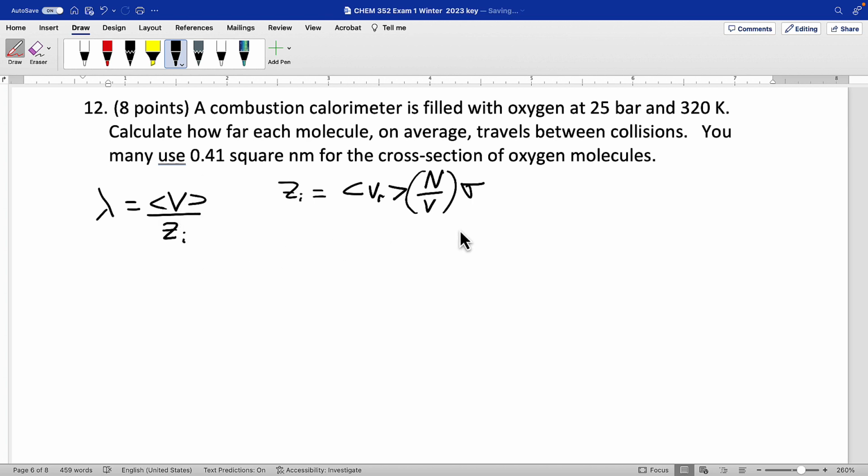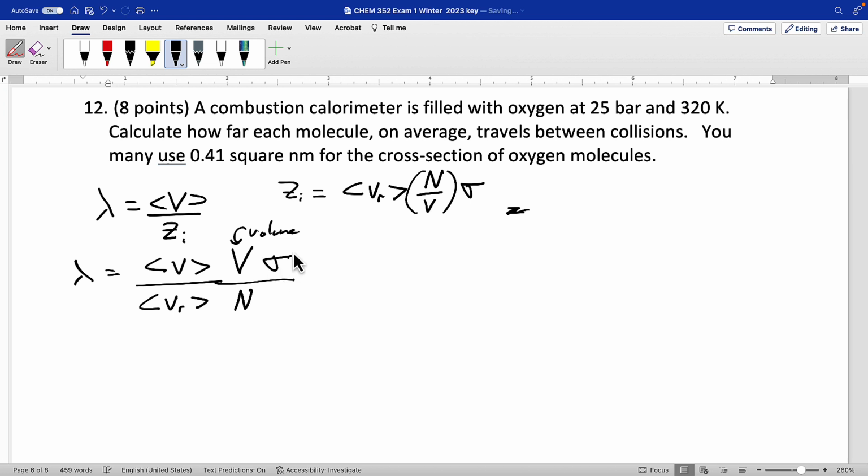Okay, so let's go ahead and put those pieces together. So the mean free path, we said, is the average speed divided by z_i. So this isn't the total collision rate. This is not z_ii or z_ij. This is for a single particle. Okay, so we're going to divide by this. So we get the relative speed, and we get the number density. Keep in mind V here, we're talking about volume, right? Actually, I'll just write volume just to emphasize that.